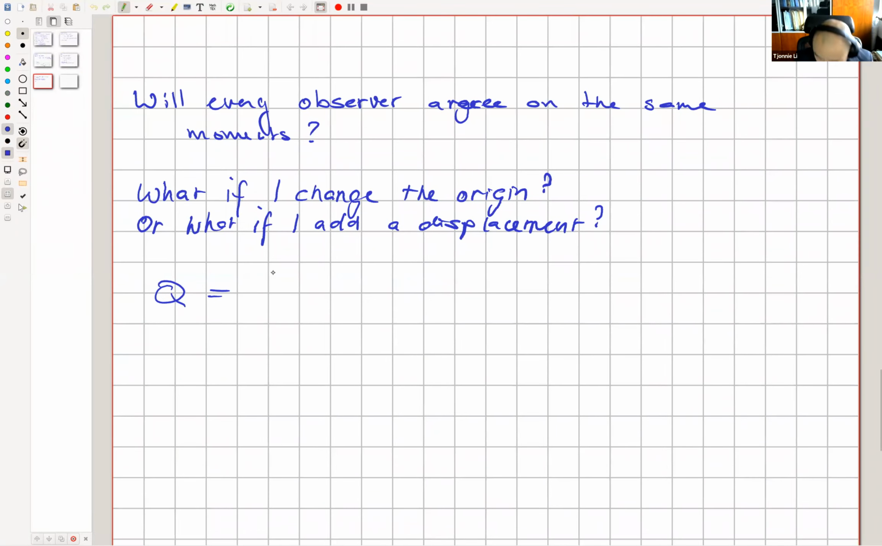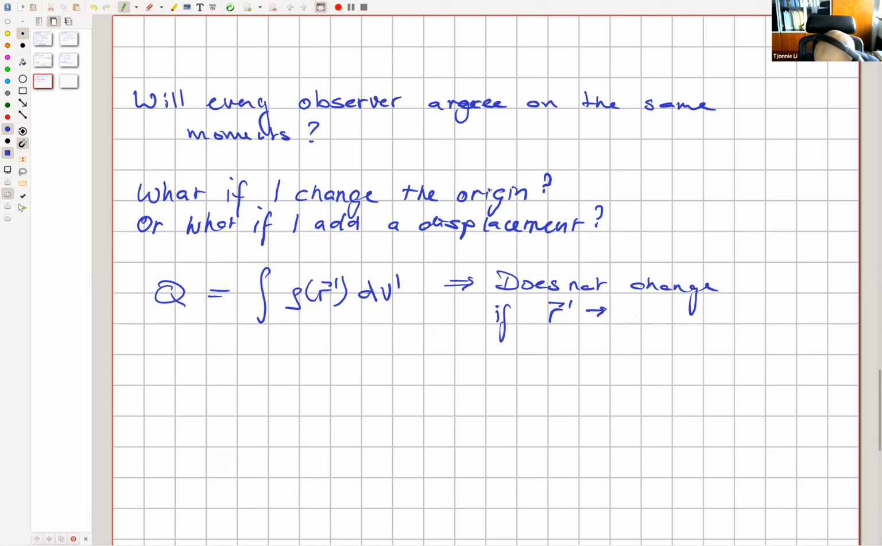Okay, let's see. Q is simply the integral of rho r prime dv prime. And so indeed, it doesn't matter where the origin r is, right? I'm simply still integrating over the entire volume where rho exists. So this does not change. Let's see, if r prime goes to r prime plus some constant vector a.